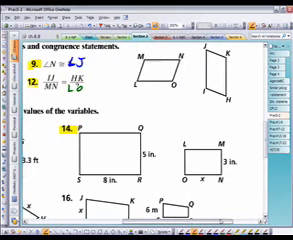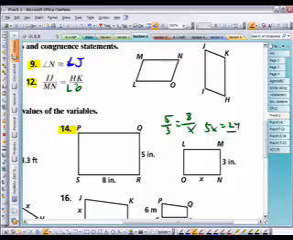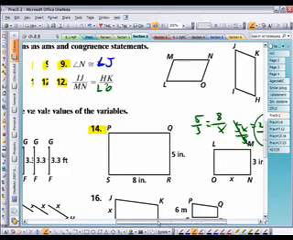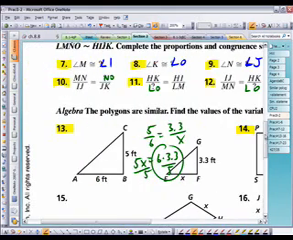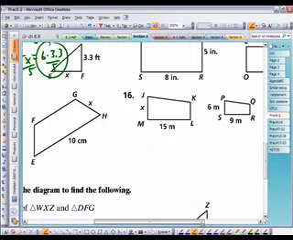Okay, for this one, again, there's often many ways to set up correct proportions. I'll do right over right. So 5 over 3 equals bottom over bottom, 8 over x. So I get 5x is equal to 24. Divide by 5. X is 24 over 5, 4.8. Okay, any more over here?